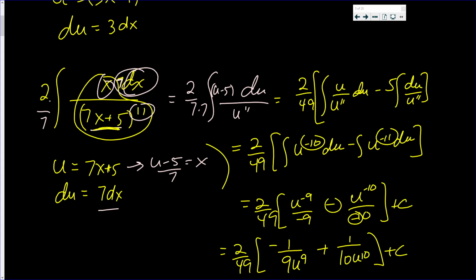Once we called this u, yes, the x became more complicated. Now it's u minus 5. But now I can do the division. I can divide the u by the u to the 11th. I can divide the 5 by u to the 11th. Before I couldn't.